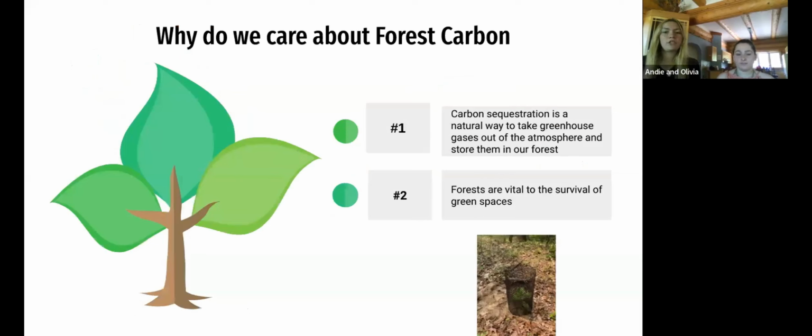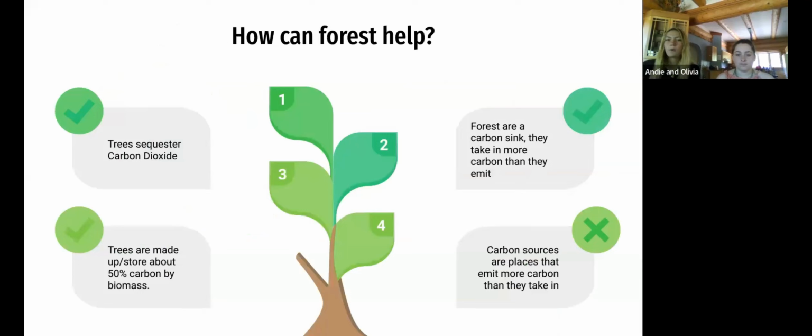Carbon sequestration is a natural way to take greenhouse gases out of the atmosphere and store them in our forests. And forests are vital to the survival of green spaces. So how can our forests help? Trees sequester carbon dioxide. Trees store about 50% carbon by biomass. Forests are a carbon sink, so they take in more carbon dioxide than they emit. Carbon sources are places that emit more carbon than they take in. Carbon sources are really bad, but forests are carbon sinks.